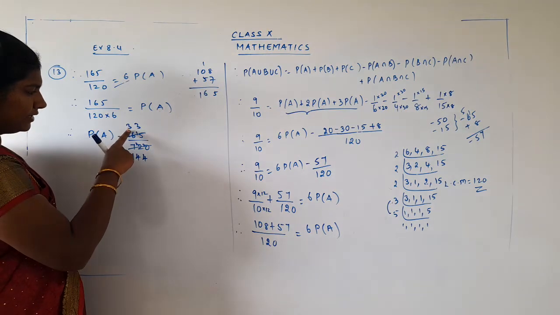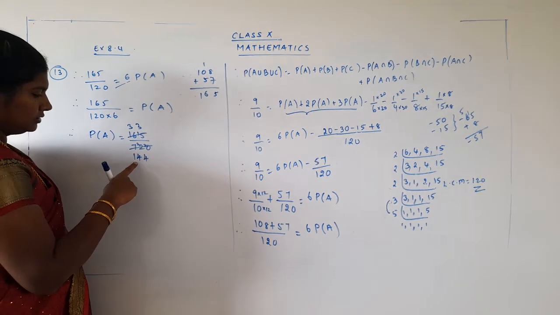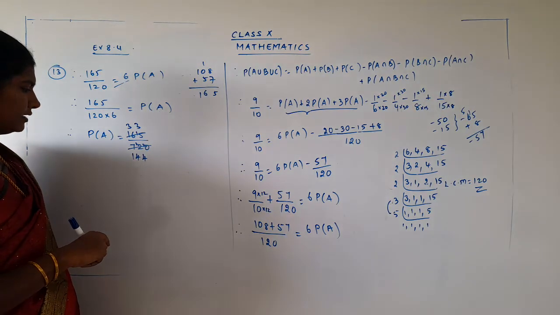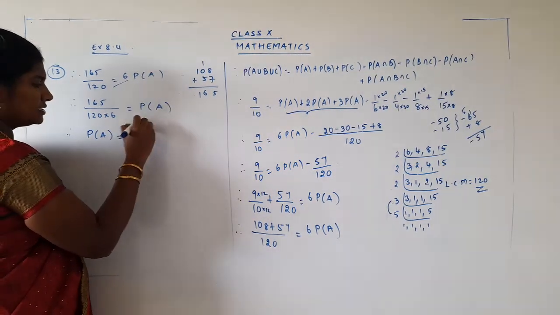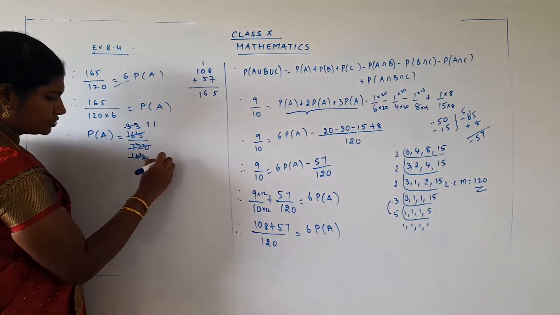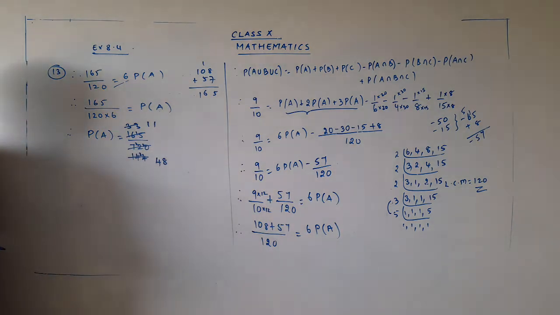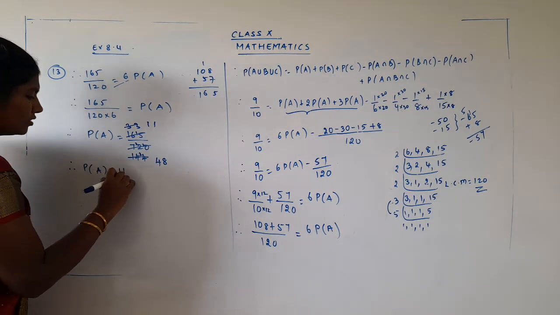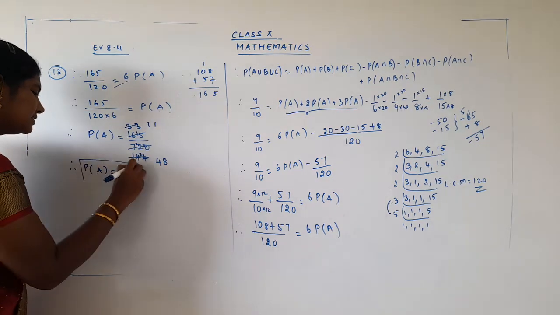If I take 11, I'll get here 3, 1, no, I cannot divide by 11, I'll divide by 3. 3 1s are 3, 3 4s are 12, 2 left, so 8, 48. So I found the value for probability of A, that's 11 upon 48. So one answer is done.